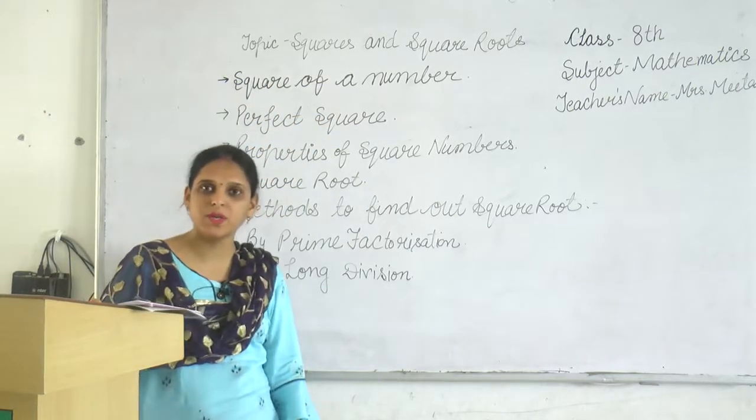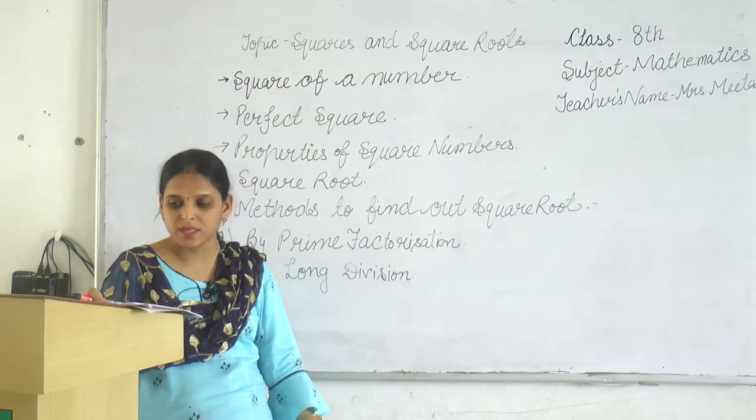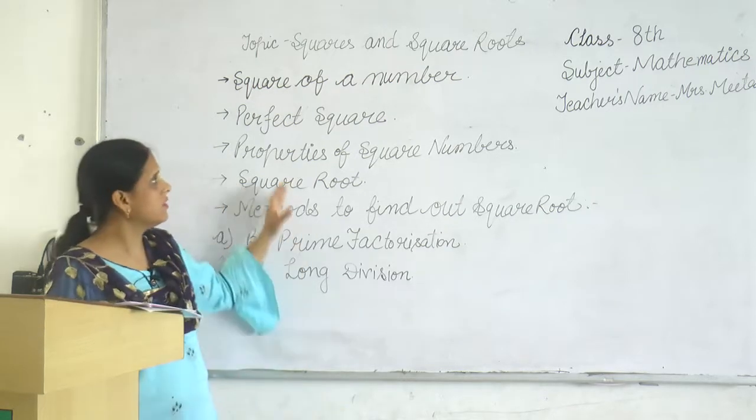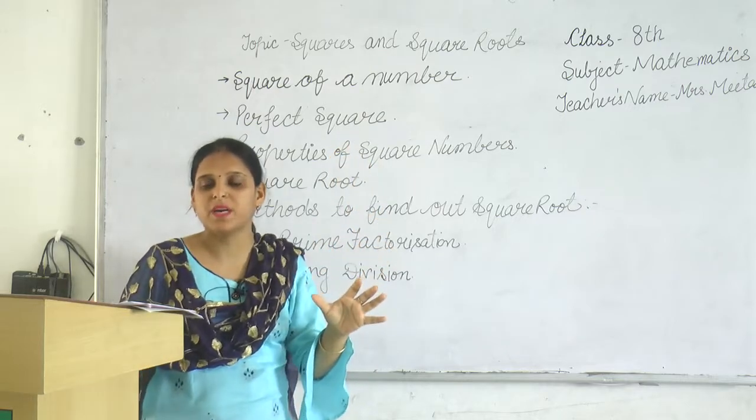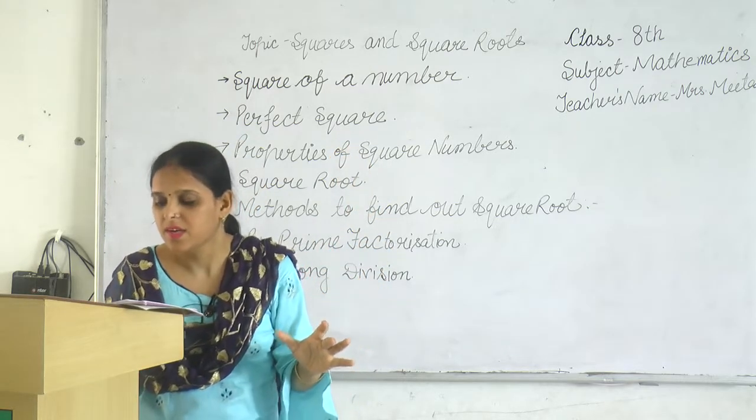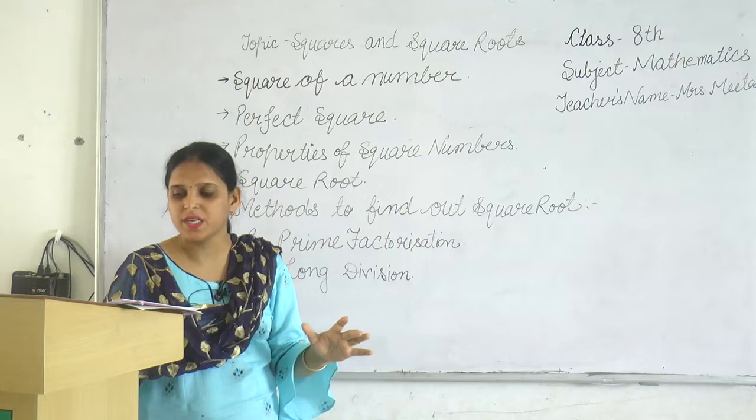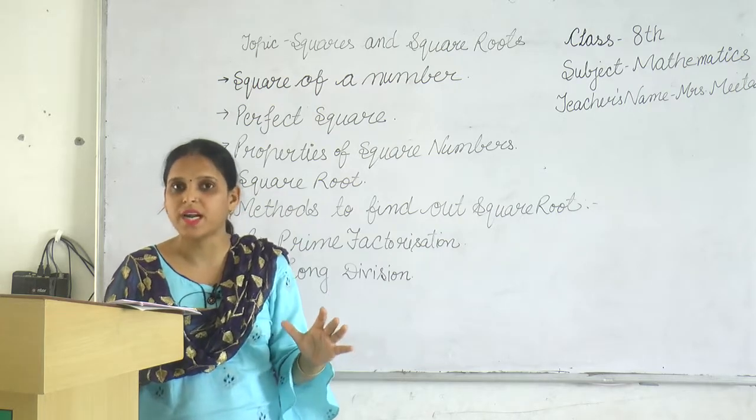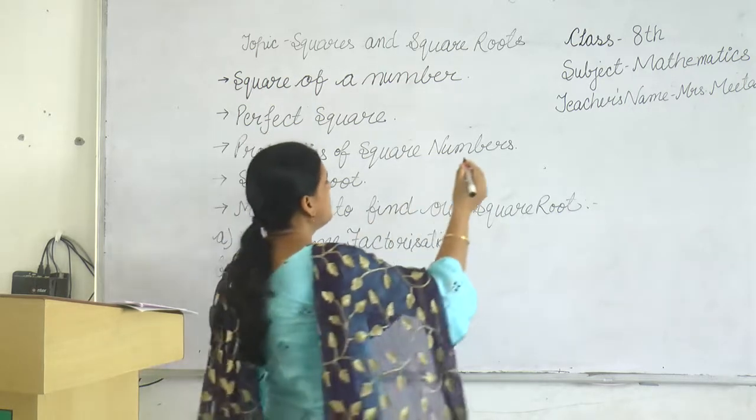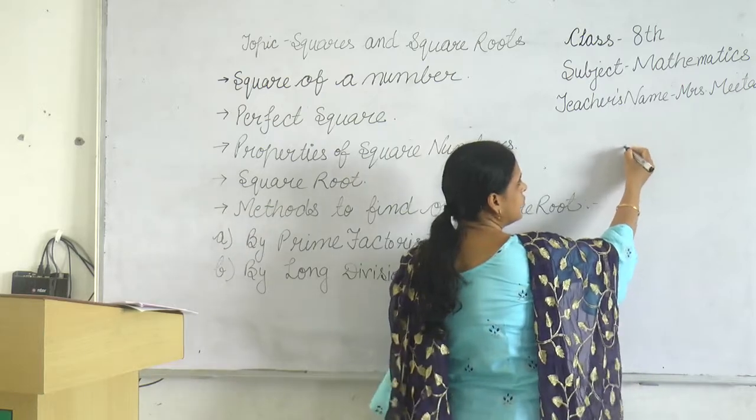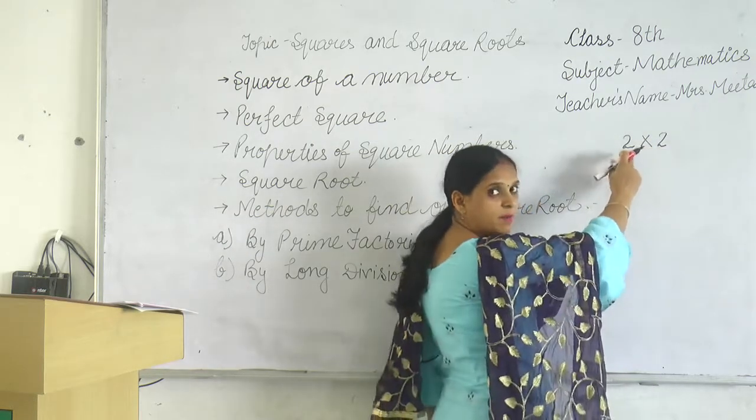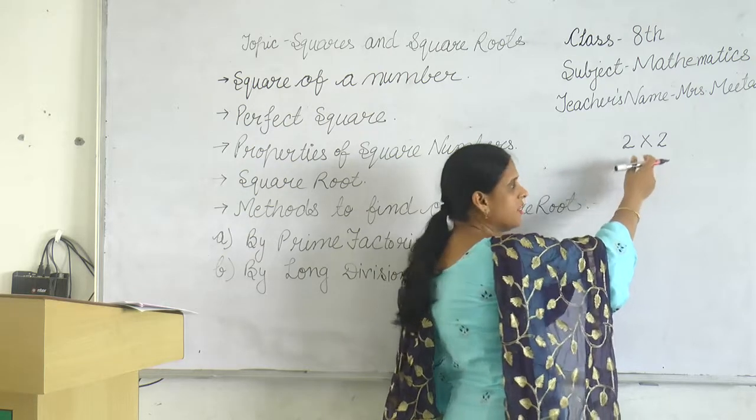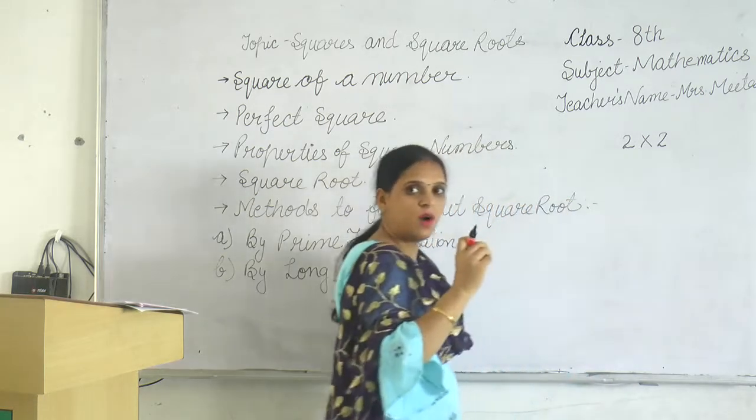Firstly, I will explain the concept of the square. Square of a number, the first point is square of a number. When a number is multiplied by itself, the product so obtained is called the square of that number. For example, 2 multiplied by 2 means a number multiplied by itself, that is called the square of a number.